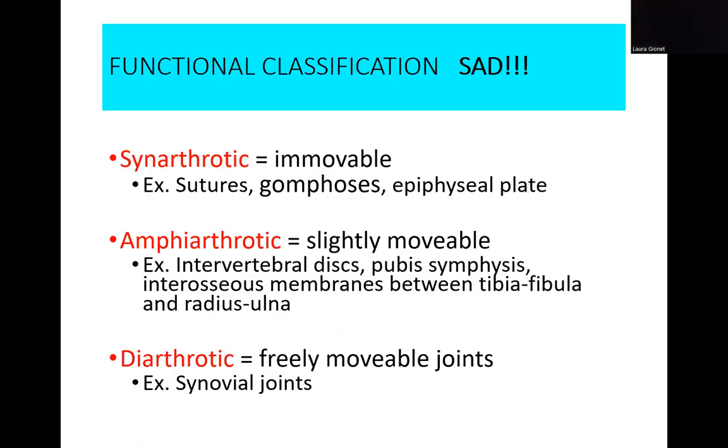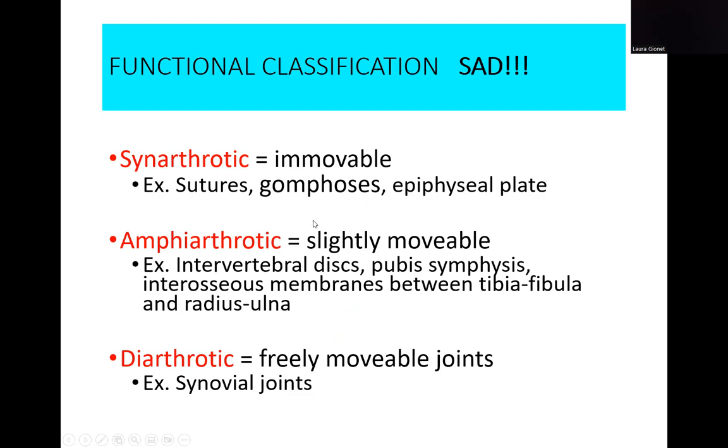Okay, if we want to functionally classify joints, your mnemonic is SAD: synarthrotic, amphiarthrotic, diarthrotic. Synarthrotic are immovable joints. So of the ones we've just mentioned, and we look at a lot in lab, the sutures, the gomphoses, the tooth sockets, and the epiphyseal plates.